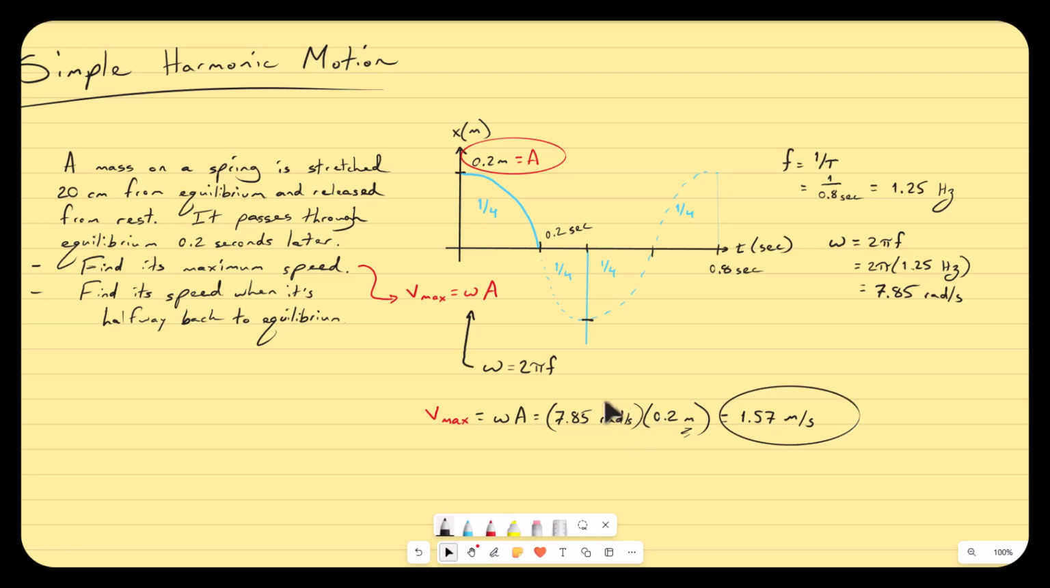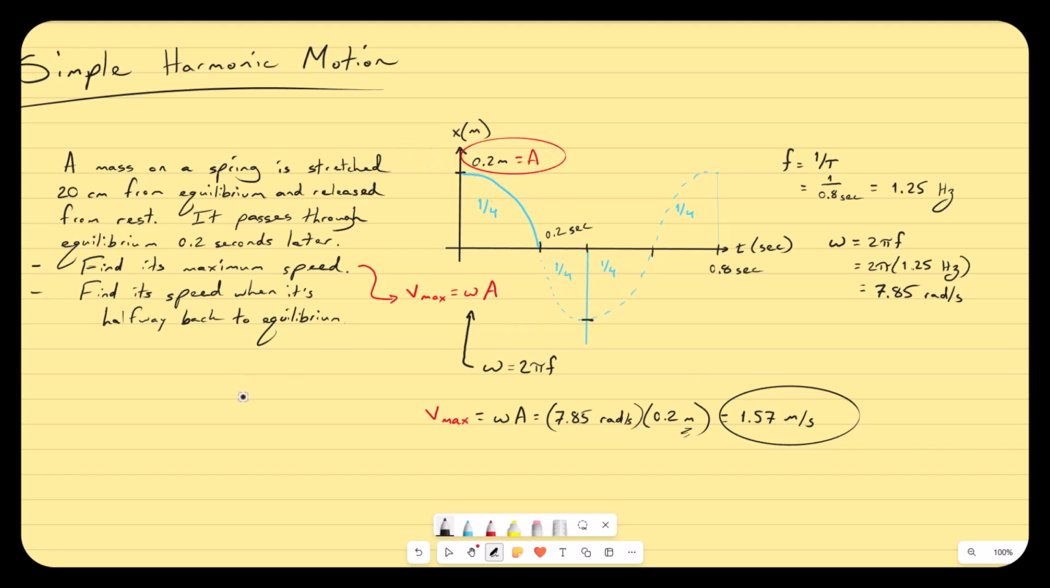I also want to know its speed when it's halfway back to equilibrium. These are both kind of trick questions. They come up a lot. When finding a maximum speed, a lot of times people will say 20 centimeters over 0.2 seconds is 0.2 over 0.2, that's 1 meter per second, which wouldn't be the maximum speed, right? That would be the average speed. The maximum speed works out to be 1.57 meters per second because you're moving faster when you're getting through equilibrium than you are. You're not doing this all at one constant speed.